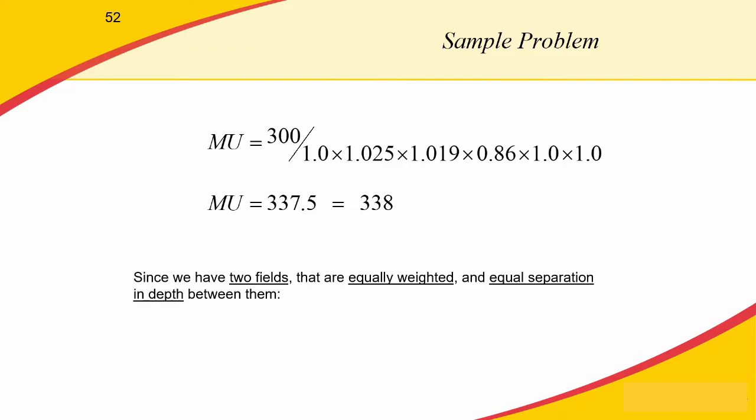Now remember, we had 2 treatment beams, right? They're equally weighted, and we have an equal separation depth between them. So we can just divide our MUs in half and say our MU per treatment field in this case would be 169. And so that's basically it. That's how you would calculate the MUs to deliver a prescribed dose under this whole brain clinical scenario.